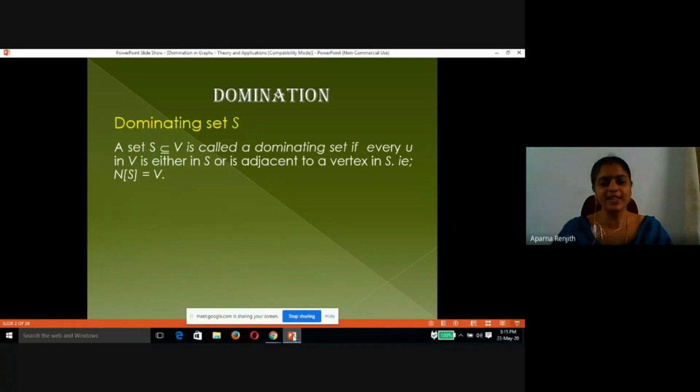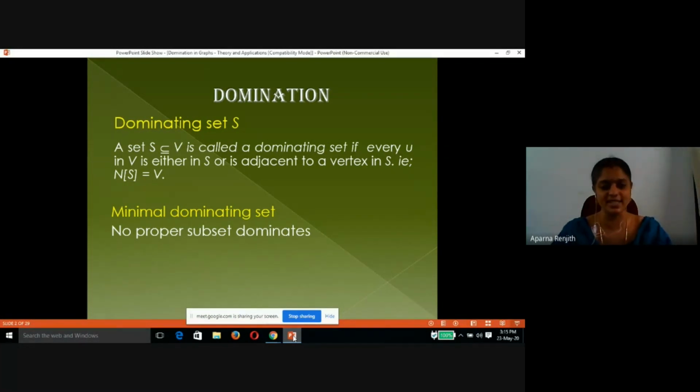So every vertex is either in S or is adjacent to S, means the closed neighborhood of S is the full vertex set V. So that is a dominating set. A dominating set is minimal dominating if none of its proper subsets are dominating. That is, if we delete one vertex from S, S is no longer a dominating set. In that case, we say that S is minimal dominating.